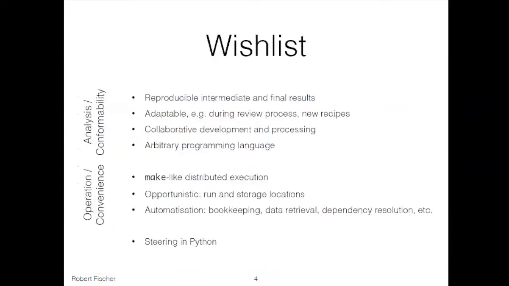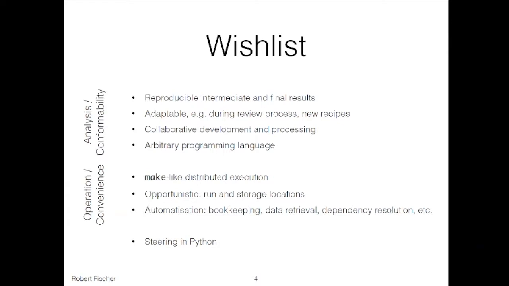So if I can start from scratch and make my wish list, I have two groups, basically. The first is regarding the analysis and also the conformability. So this has to fit in how the collaborations work. So first of all, we want reproducible, final, and also intermediate results. The whole system has to be adaptable. For example, in a review process, people might ask you to change something in the analysis. This should be easy to do.